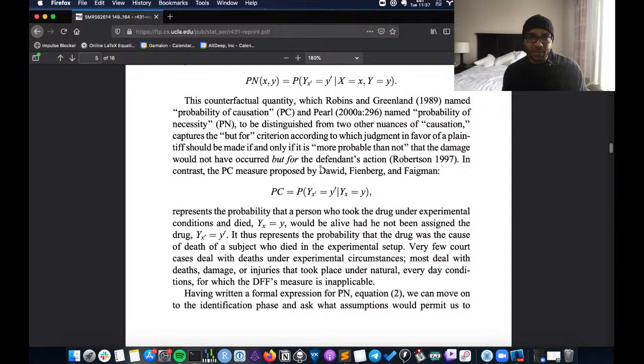Right, so this second probability is the probability that they took the drug under experimental conditions and died, or rather, in my example, that they used the feature and engaged. So they used the feature in the A/B test and engaged. It thus represents the probability that the drug was the cause of death of the subject who died in the experimental setup. Very few court cases deal with deaths under experimental circumstances. Most deal with deaths.